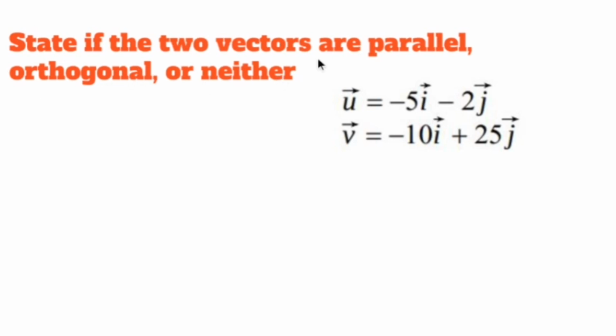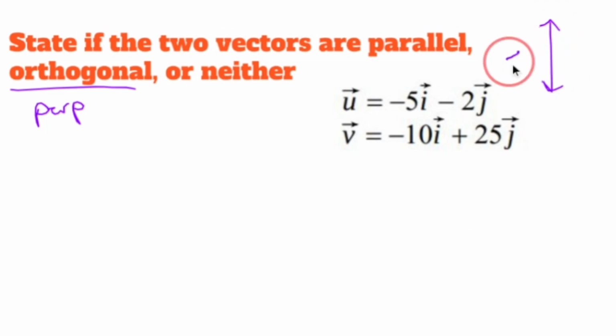State if the two vectors are parallel, orthogonal, which means perpendicular, or neither. So basically, if I were to look at a picture of this, whenever I'm given the form where I have i's and j's, this basically just means left 5 down 2, so I would have something that looks like this. This guy means left 10 up 25, so I would have something that's going to go way off the rails but looks like that.